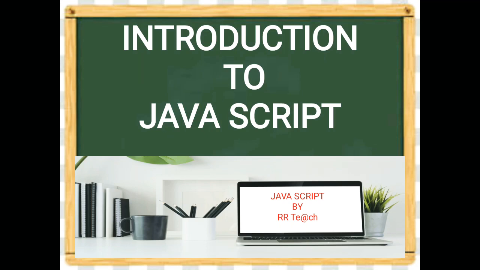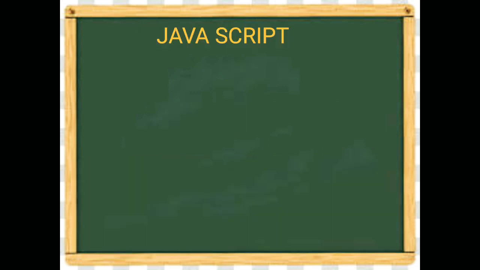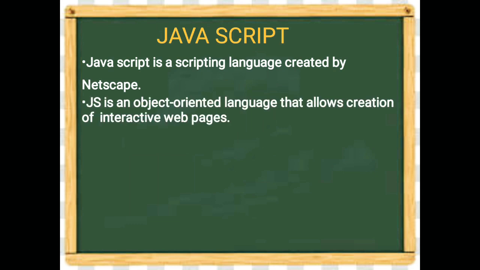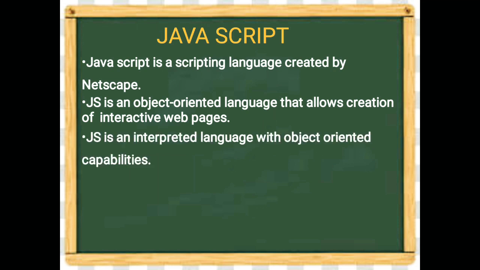In this video, I am going to introduce you to what is JavaScript and advantages of JavaScript. JavaScript is a scripting language created by Netscape, and Netscape is the first popular web browser. JavaScript is an object-oriented language that allows creation of interactive and dynamic web pages. It is an interpreter language with object-oriented capabilities.